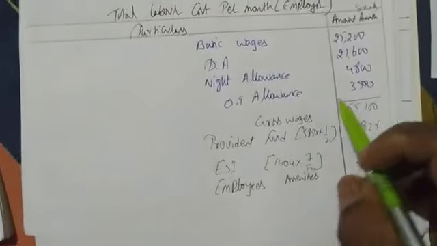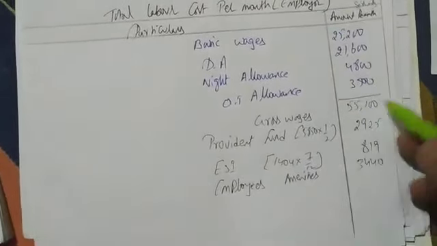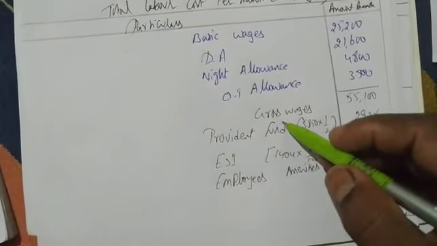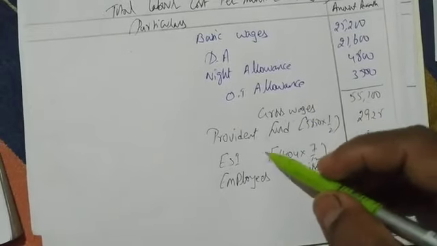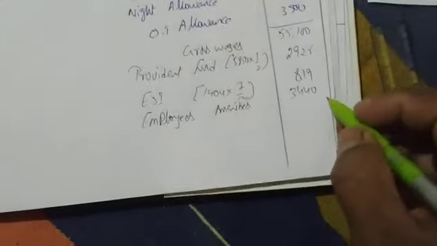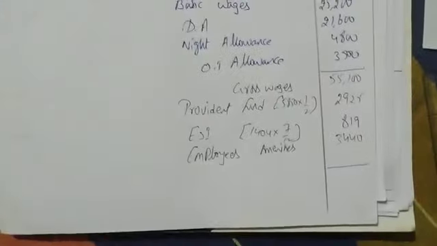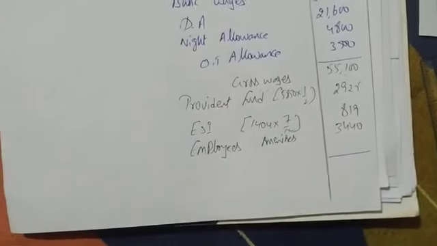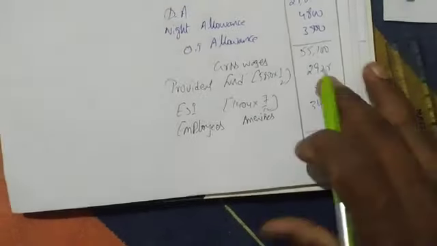Let's go to the next, here we have gross wages. The employer is paying the employee gross wages, and beyond that he is paying the employer's expenditure. Some more expenditure is being incurred: provident fund, ESI, and some amenities given to the employees. Okay, so let us add this: 55,100, 2925, 819 plus 3449. So we are getting 62,284. Total is 62,284.